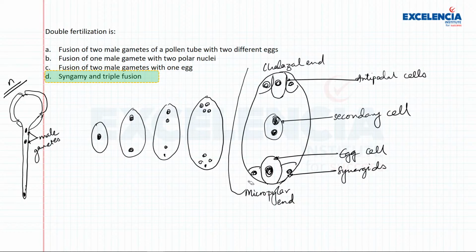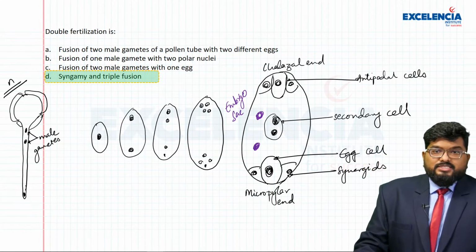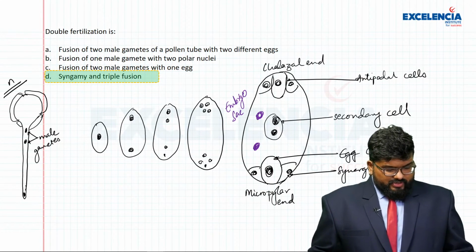Now when the rupturing takes place, the two male gametes are released into the embryo sac. This is the female gametophyte, or the embryo sac. So the two male gametes are released where? In the embryo sac.